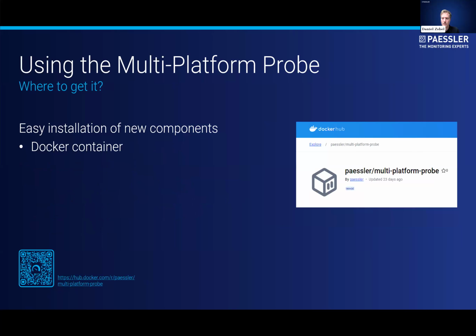The second option to get the multi-platform probe is to download a ready container with the latest version of the multi-platform probe. This is an easy installation from Docker Hub, and you can click on the link or scan the QR code to get to the Docker Hub where the container is available, and we make sure that we will always provide the latest version of the multi-platform probe in that container, so it is ready for use to you.